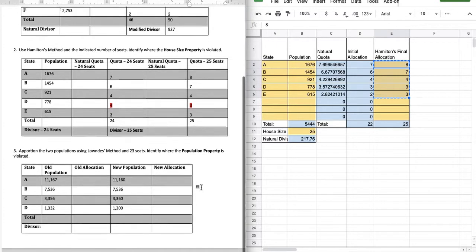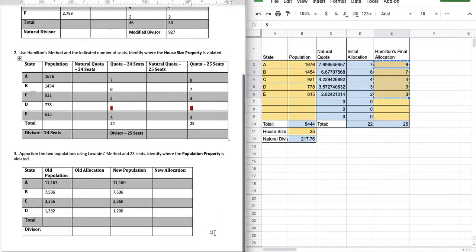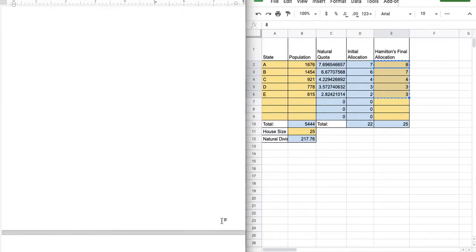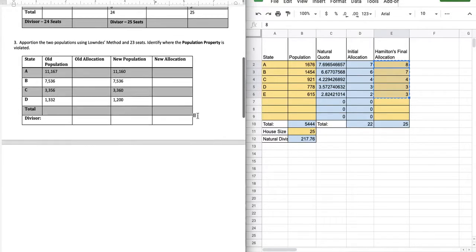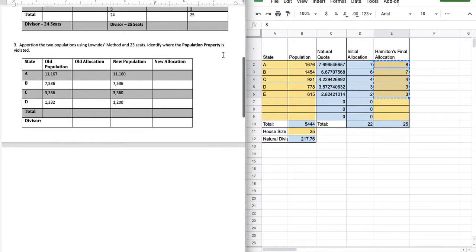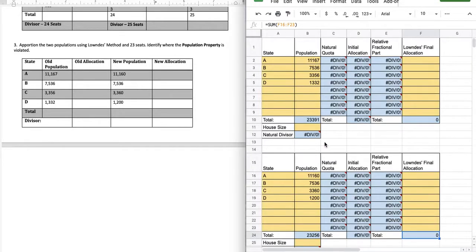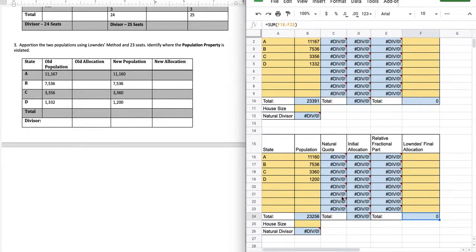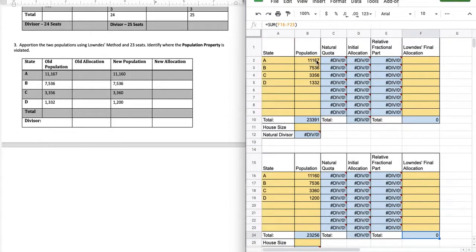All right. Third one, now we're going to use the Lowndes method to show the population property is violated. So I'm going to go back to my calculator. I've got this set up twice. What I did was I copied the entire thing over again, and I changed the population, so all of my formulas stayed in check there. That's enough to see everything except for the natural divisor. So at first, we have our total population. We're doing this with 23 seats. Put in 23, get all my calculations.